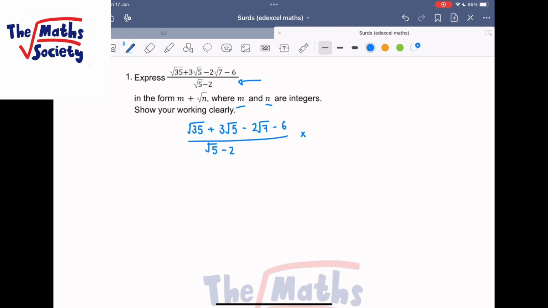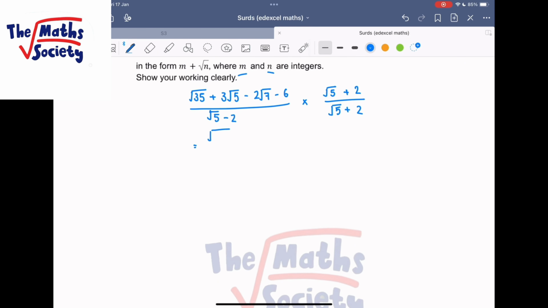So we know that when rationalizing, we multiply with the same denominator, but it has to be a different sign. So you're going to have to multiply by root 5 plus 2 over root 5 plus 2. So then let's try to multiply. You will get root 175 plus 2 root 35 plus 15 plus 6 root 5 minus 2 root 35 minus 4 root 7 minus 6 root 5 minus 12.